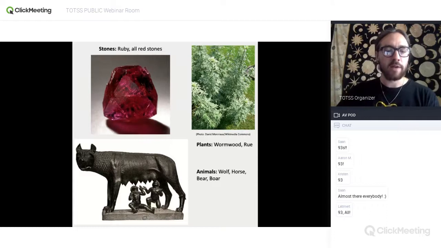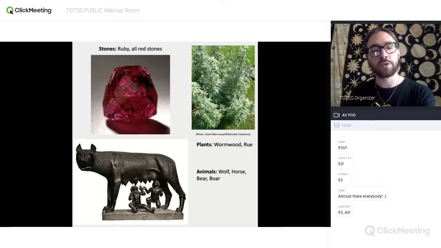All right, so for animals, we have the wolf, and that statue you see there is a statue of a wolf, and the two children there suckling from the wolf are Romulus and Remus, who are sons of Mars and then also the mythical founders of Rome.